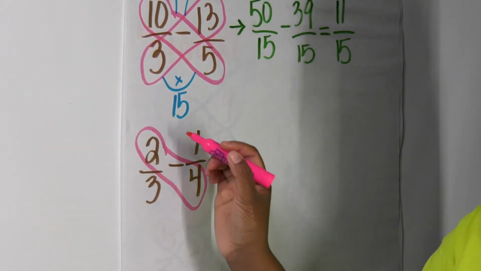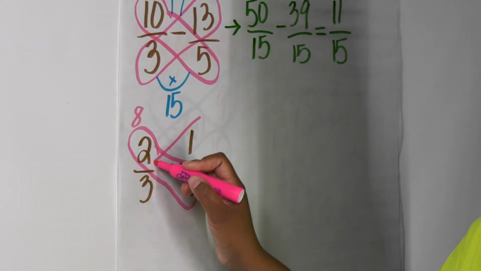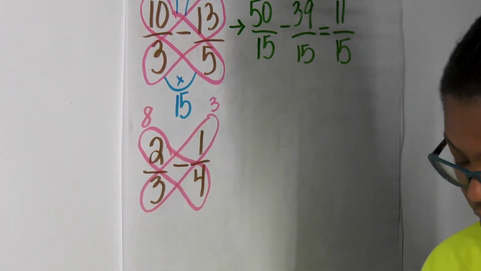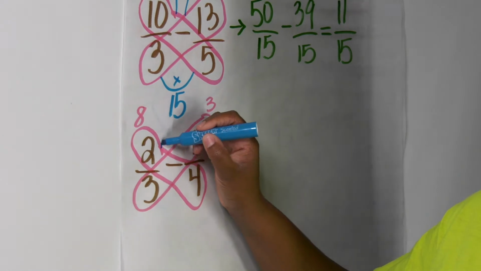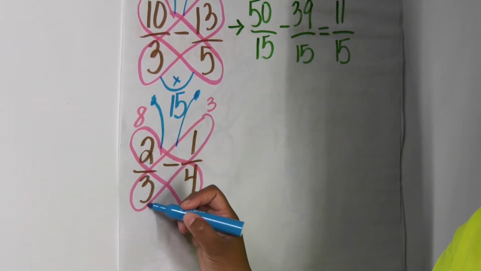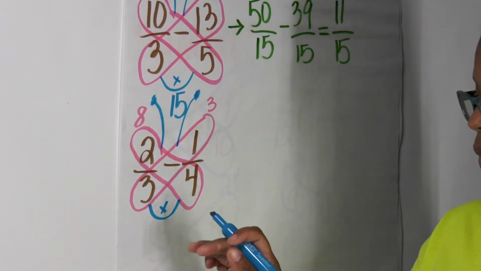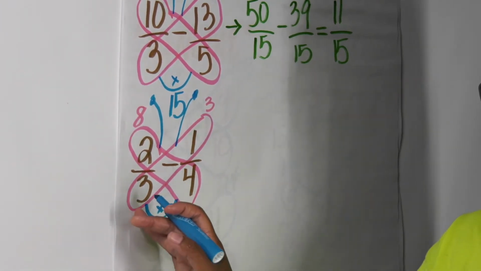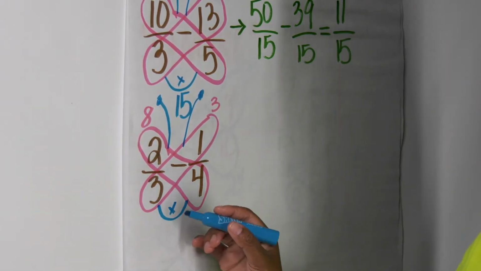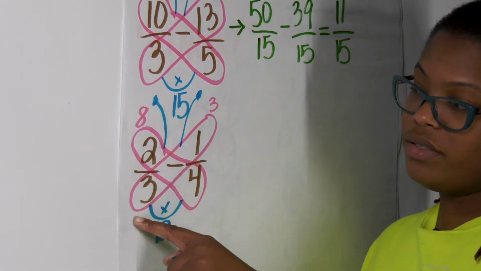2 times 4, which is 8. And then 1 times 3, which is 3. So those are our antennas there. 8, 3. Now we're going to combine our denominators by multiplying them. 3 times 4. And the reason we're doing this is we're finding a common denominator, a number they have in common. 3 times 4 is 12. So our common denominator here is 12.